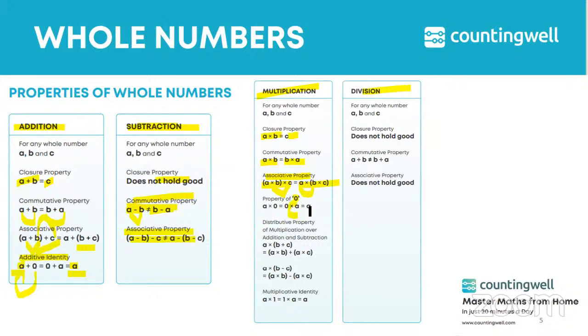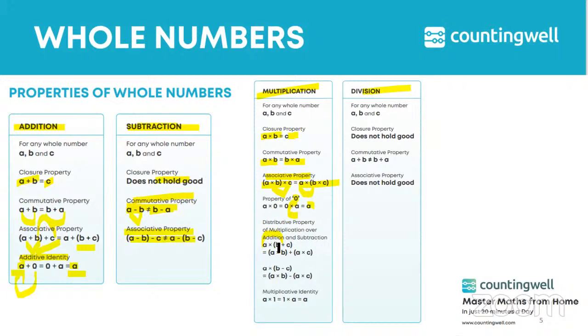Multiplying 0 with any whole number will give you the number 0. This is the property of 0. Let us say distributive property. It says that multiplication distributes over addition. So this is called the distributive property of multiplication over addition and subtraction.